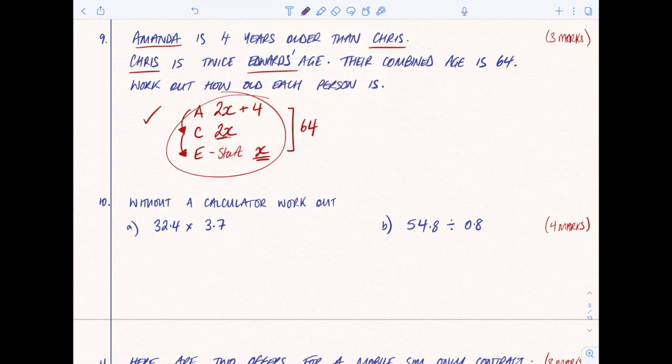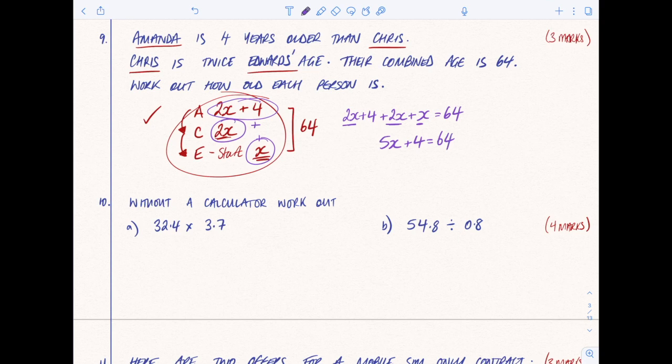So if we think about that logically, I'm saying Amanda plus Chris plus Edward equals 64. Well, let's just write that out. 2X plus 4, Amanda, plus 2X, Chris, plus X, Edward, is equal to 64. And now let's just tidy this up. 2, 2, and 1, that's 5X. Okay, really important to be aware of. That's 2X's, so that's 4X's, that's 1X, that's 5X's. It's not 3X's, it's 2, 4, and 5. Then we've got this 4 as well, plus 4 equals 64.